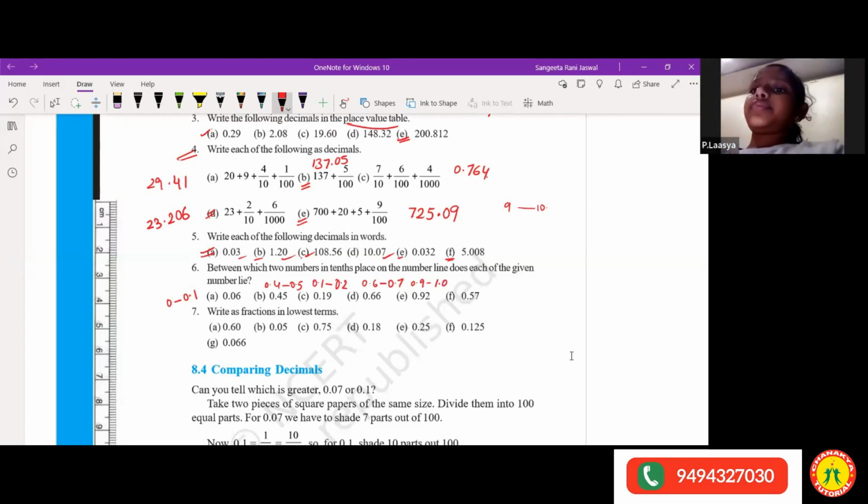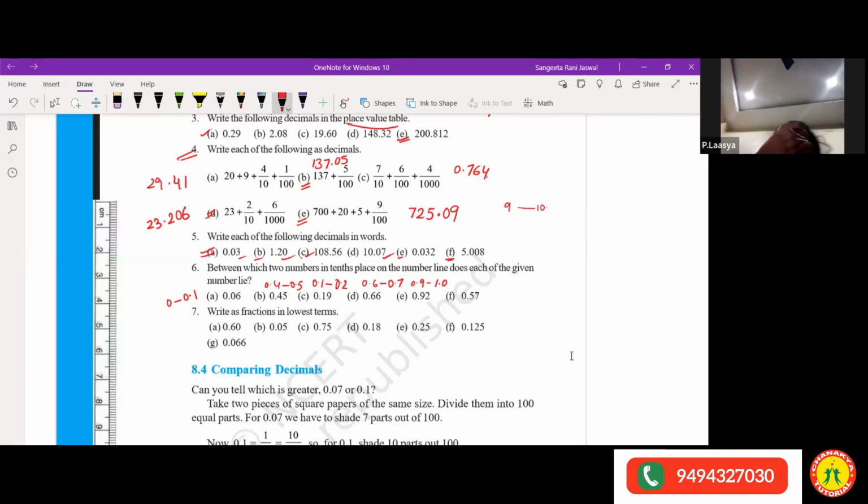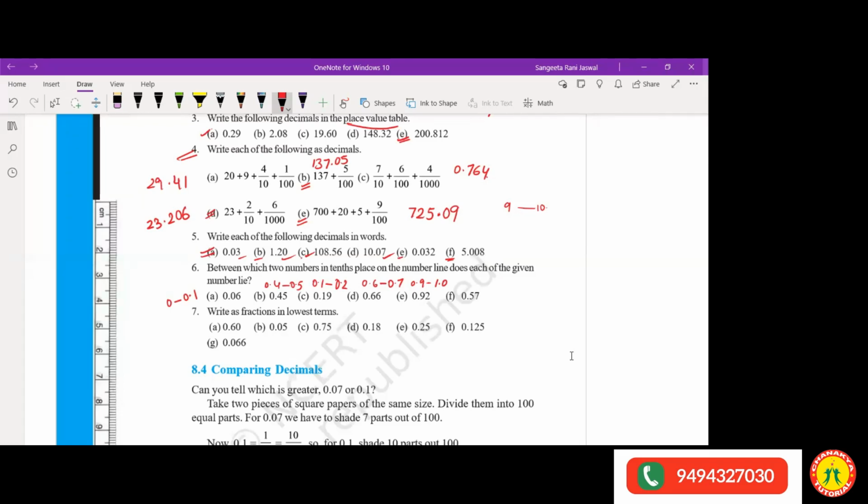Okay, Adrit, you tell me, for this 0.57, between which two numbers will it lie? Ma'am, 0.57 to 1. Just see the 10th place. You just have to see the 10th place. Ma'am, 0.57 is between 0.5 and 0.6. Okay, you just have to see the 10th place.